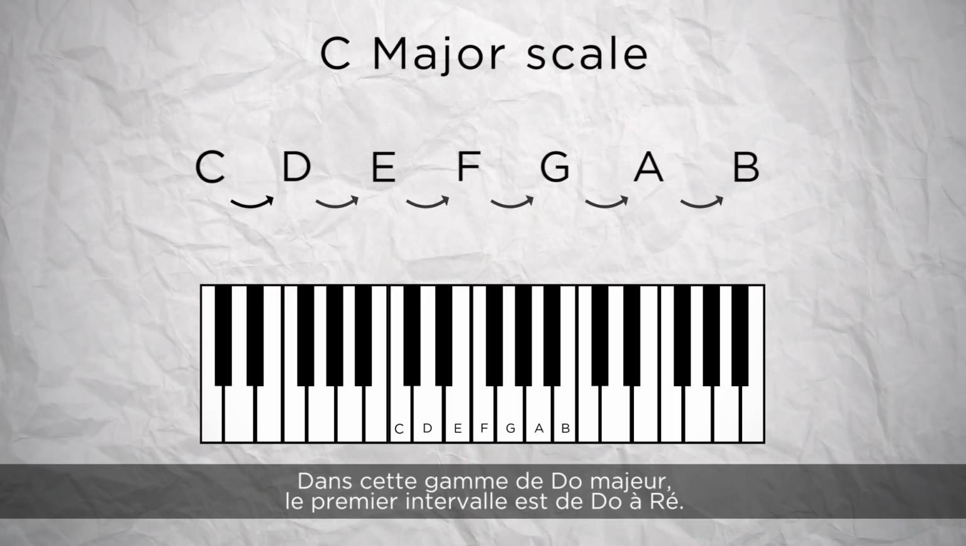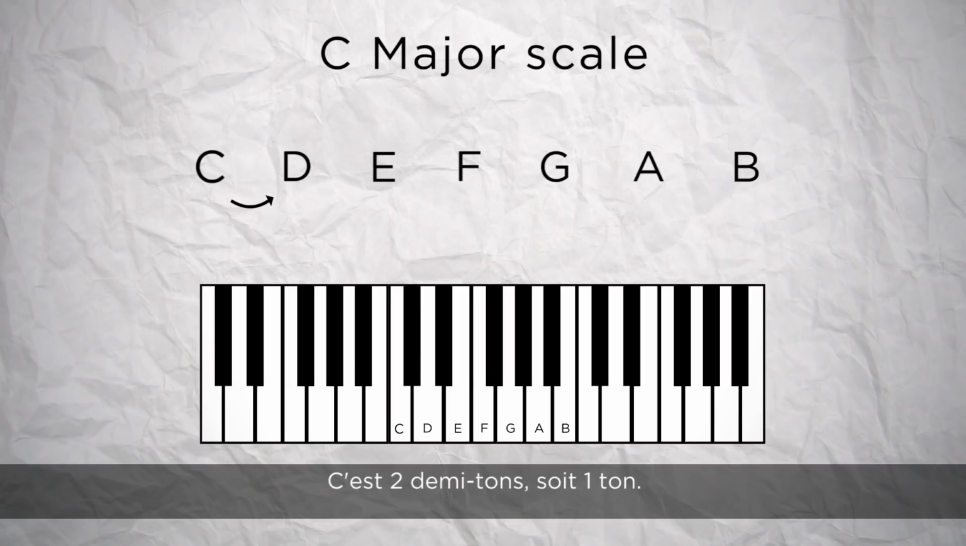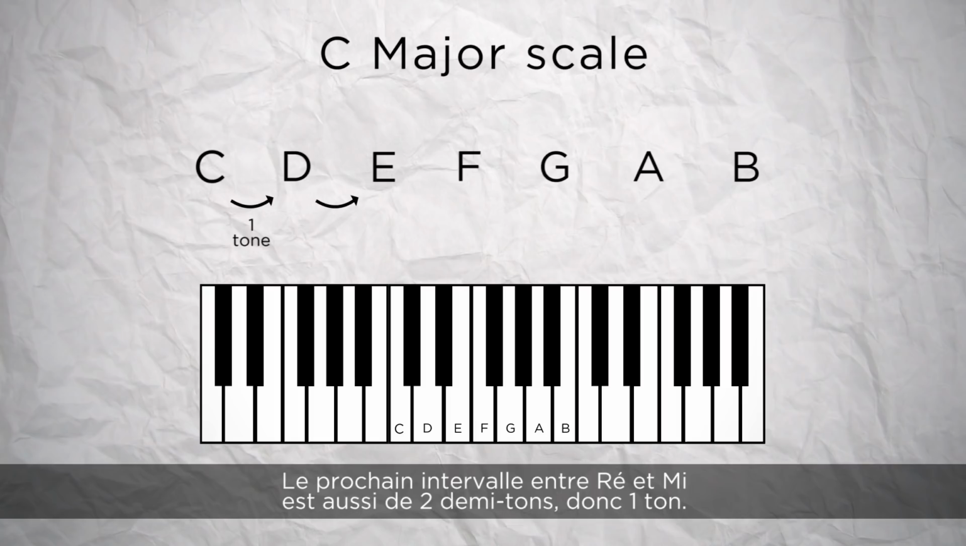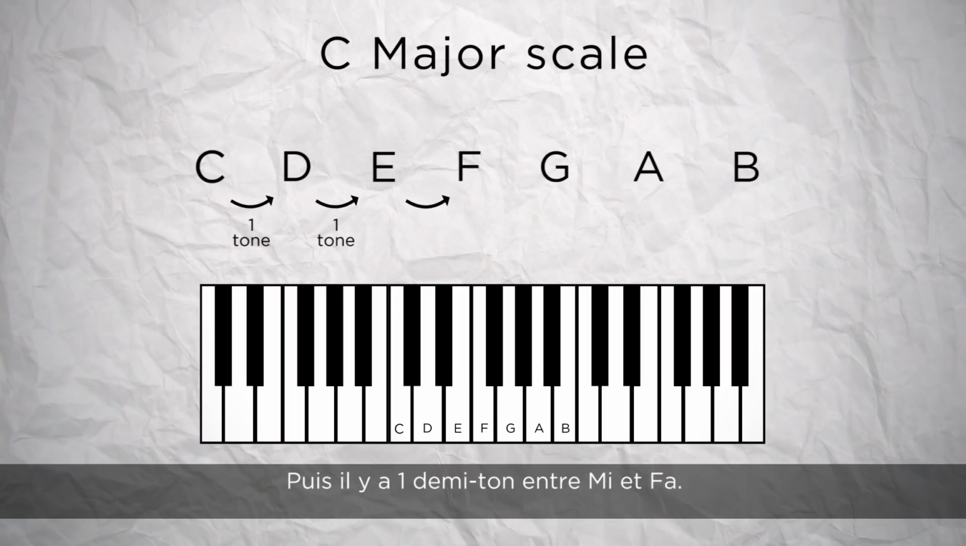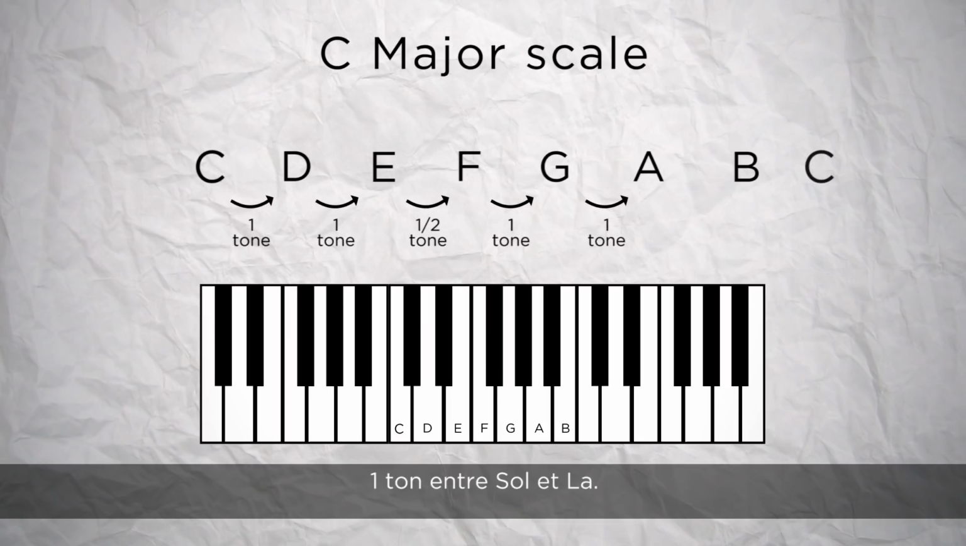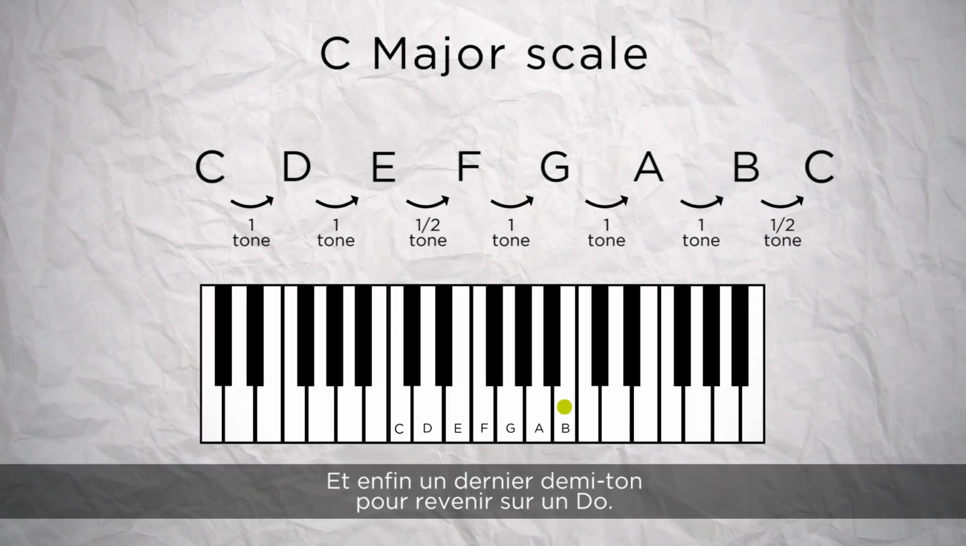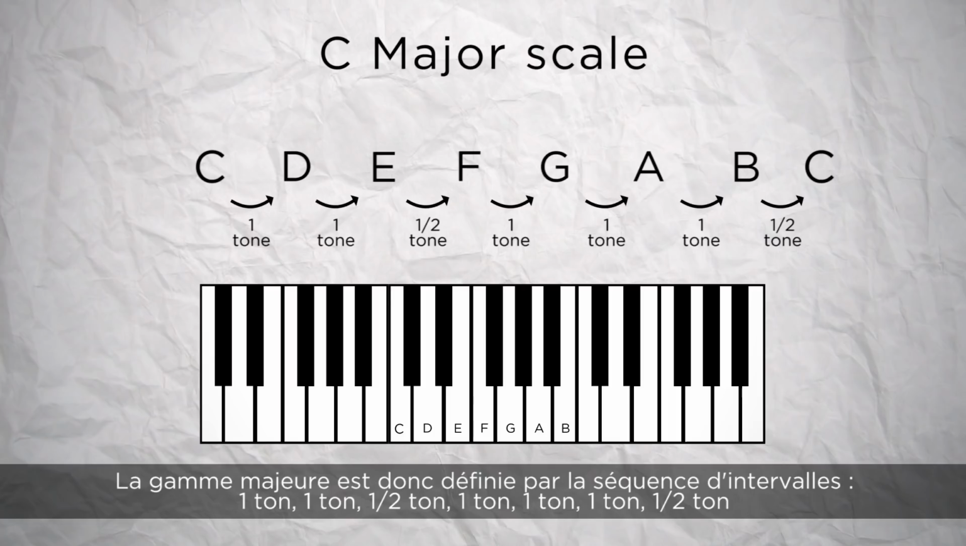So in this case of C major, the first interval is from C to D. That's 2 semitones, so 1 tone. The next interval between D and E is also 2 semitones, so 1 tone. Then 1 semitone between E and F, 1 tone between F and G, 1 tone between G and A, 1 tone between A and B, and there's 1 last semitone to go back to C. So the major scale is defined by the sequence of intervals 1 tone, 1 tone, 1 semitone, 1 tone, 1 tone, 1 tone, 1 semitone.